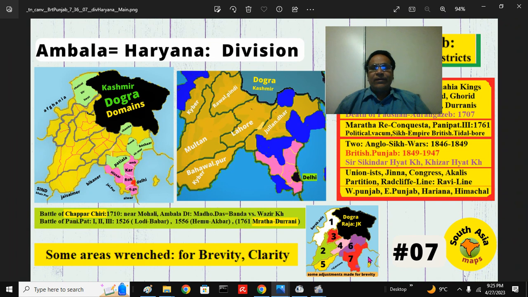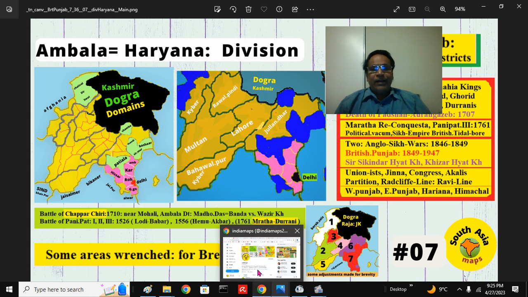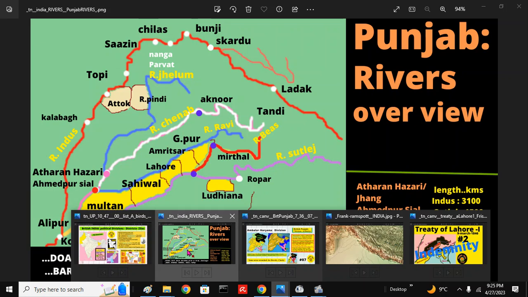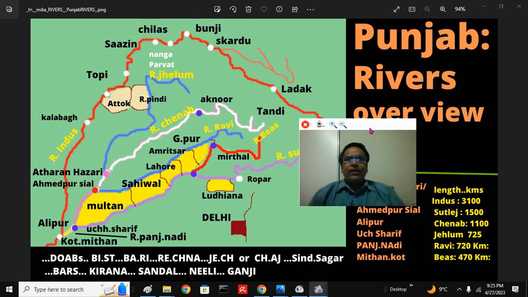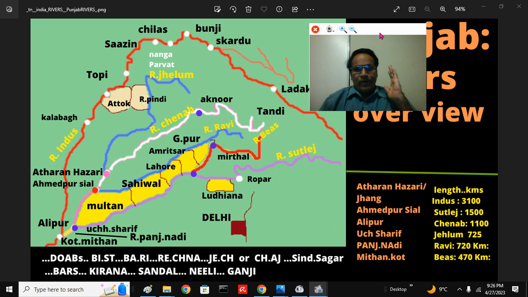These are the seven political divisions. I have made certain adjustments for brevity and clarity and dropped a lot of other small princely states so that things will be very clear for the audience. And Mitram and Bandhvam, I have put a lot of effort on the Punjab rivers. The important landmarks when you are learning of the Punjab are Kot Mithan and Uch Sharif, Alipur and Ahmadpur Sial, where the Satluj river and Chenab river gather Ravi, and where Chenab gathers Jhelum, that is Atar and Hazari, there is the Jhang region, the Emerson barrage and so on.